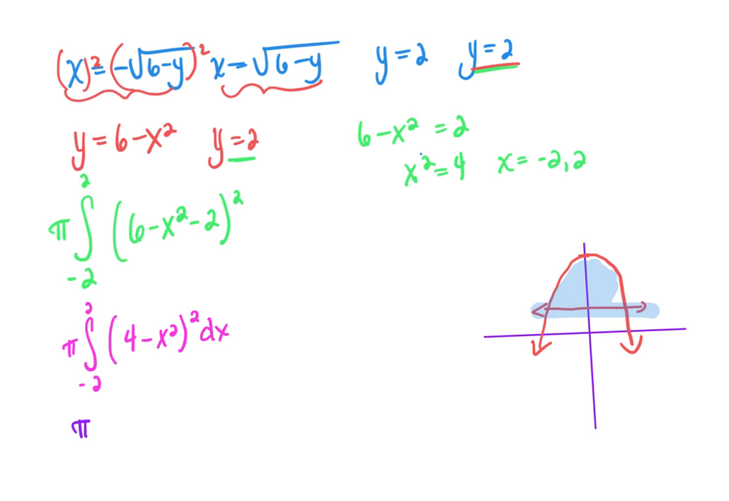where did the minus 2 go? They gave it to me as that line. So I have to take the parabola minus the line to get the distance between these two. All right, so if I FOIL this, I get 16 minus 8x squared plus x to the fourth, and I'm going to take that antiderivative. So I would have 16x minus 8 thirds x cubed plus 1 fifth x to the fifth from negative 2 to 2. And then you're just going to plug those in.